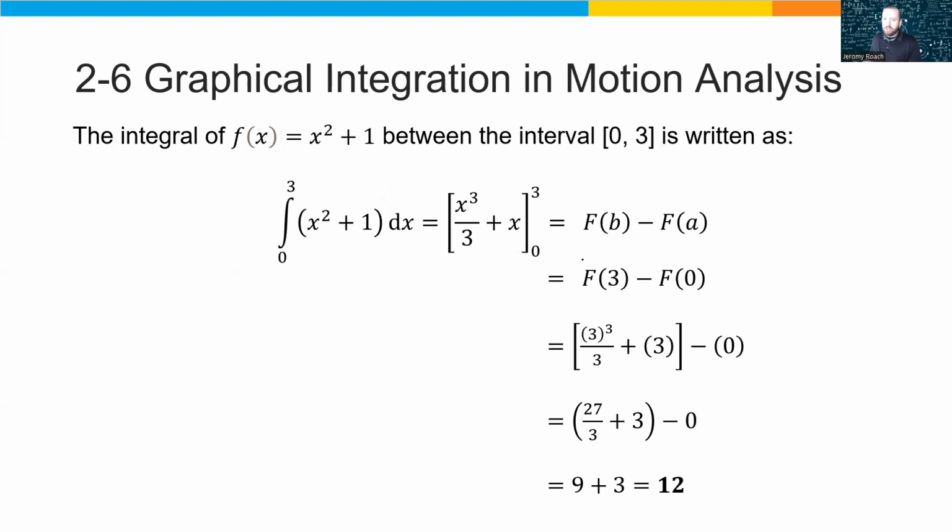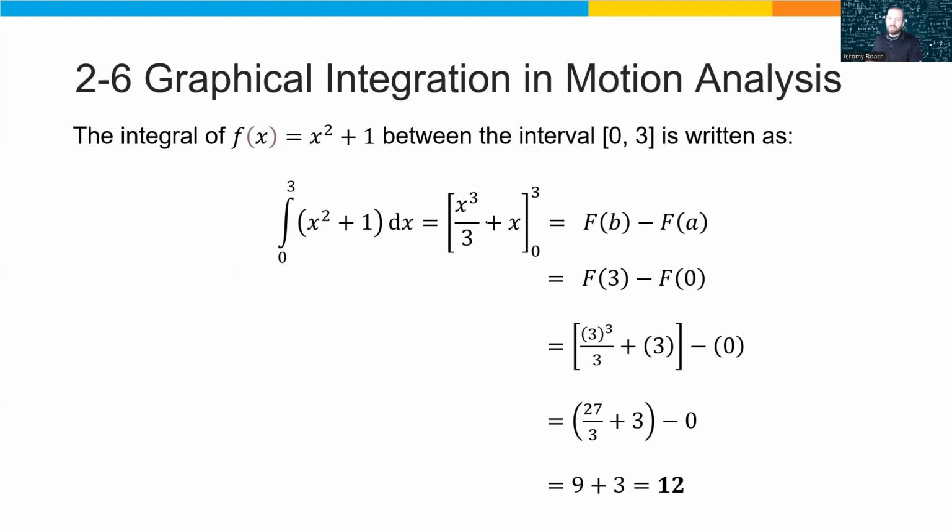And all we do next is we plug in 3 for x, and we find out what that value is. And we plug in 0 for x, and we find out what that value is. And then we subtract the difference. And so after doing that, we get 27 over 3 plus 3 for when we plug in 3 for x, which is 9 plus 3.